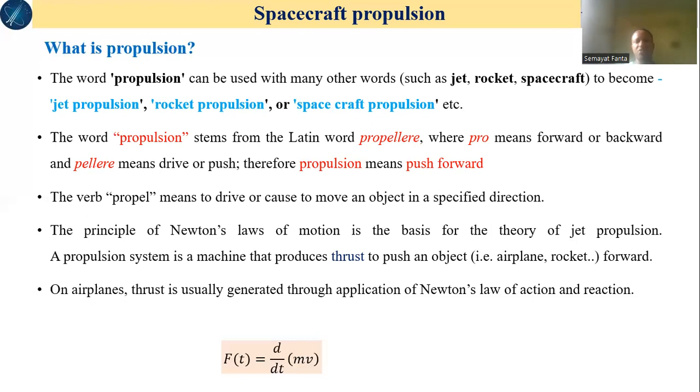But our basic course is not aircraft propulsion. It is more of the spacecraft propulsion line. They are different. Basically, aircraft propulsion and spacecraft propulsion are different.